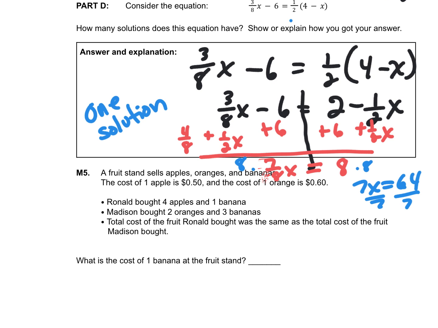The fruit stand sells oranges, bananas. The cost of one apple is 50 cents. The cost of one orange is 60 cents. I think I'm going to stop it right here and let you solve number 5. And then when I collect it, I'll see how well you did.